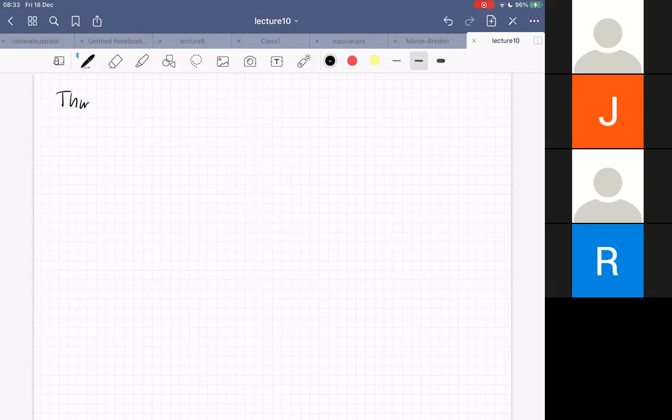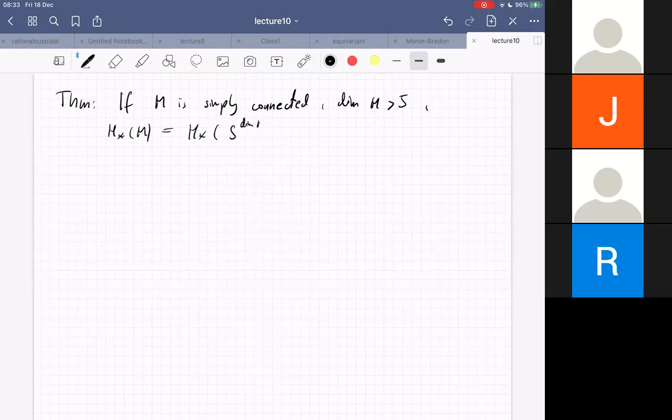So theorem: if M is simply connected, dim M is greater than 5, and H star of M is equal to H star of S of the corresponding dimension, then M is homeomorphic to S of this dimension. Okay, so there is a variant of this theorem.